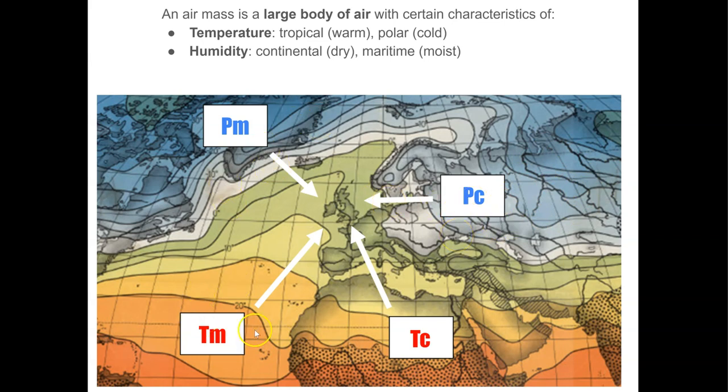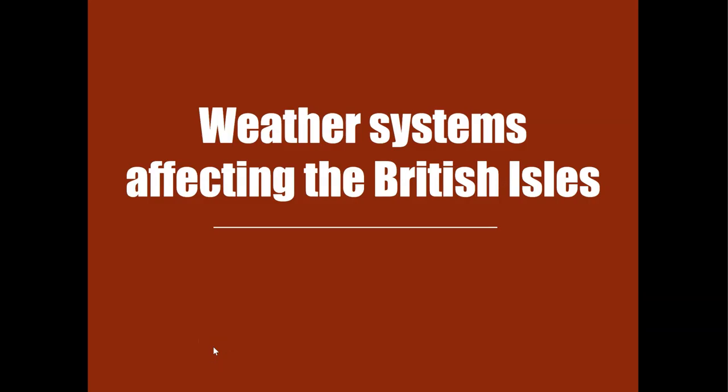Now, the two air masses that are going to be most relevant to what we'll look at in the depression are the PM and the TM. So let's jump into the weather systems affecting the British Isles.